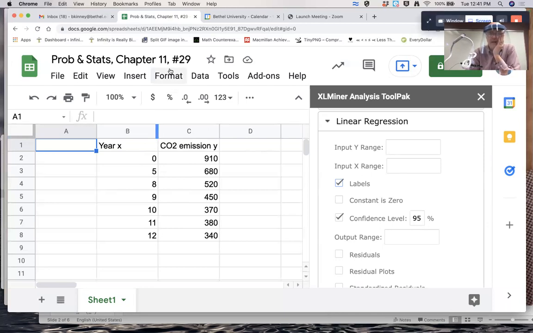This is problem 29 in the book. It's related to carbon dioxide emissions. X is the year, since year 0, whenever that is, and Y is CO2 emission. I don't know if it's for some power plant or something, some business. Yeah, coal-fired burners. Oh, way back in time, starting before I was born in 1965 and going through 1977.